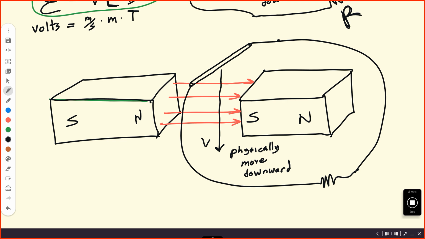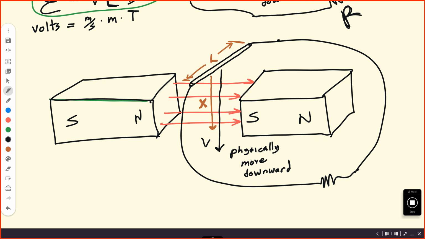At a velocity v. And the length of the wire in between the bar magnets is still going to be L. And this straight down distance from here to here, I'm going to call it X. So, see if you can follow me on this, people.